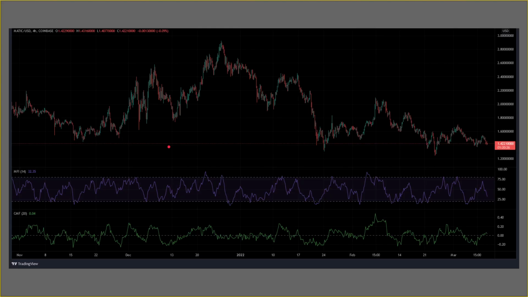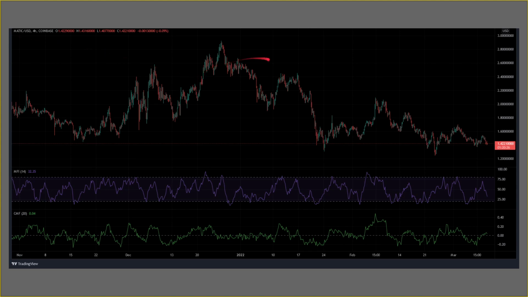Here are some side-by-side comparisons with the money flow indicator and the CMF. And as you can see, they're both useful in different situations. It really depends on how you wish to look at them and utilize them in conjunction with your own analysis. This is Matic on the 4-hour, by the way.